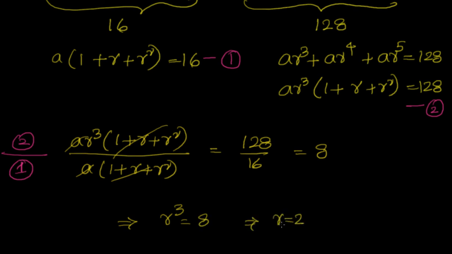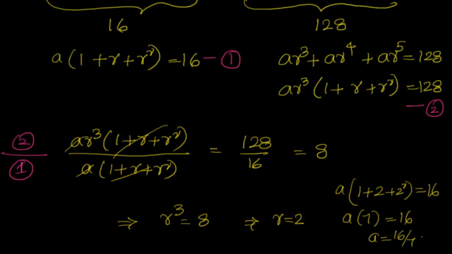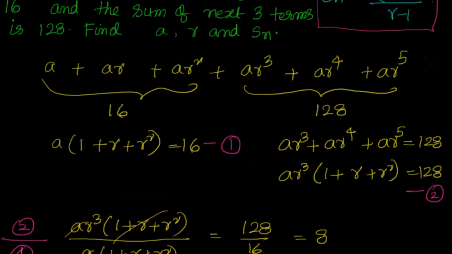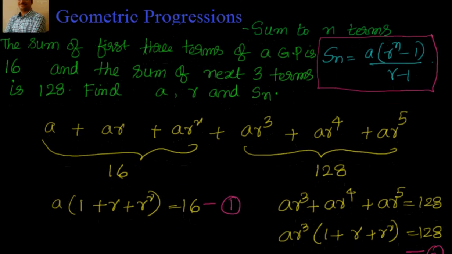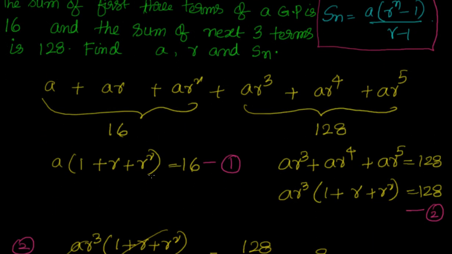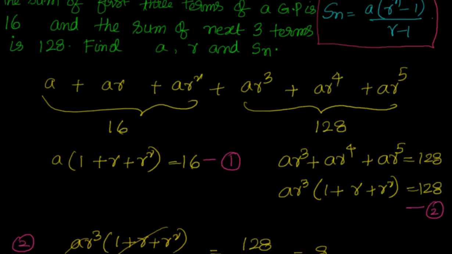Now once you know r equal to 2, it's the same formula. What I will do now, I'll substitute in 1 and I will say a into 1 plus 2 plus 2 square equal to 16, or a into 7 equal to 16, or a equal to 16 by 7. So you can see you can do it without using the sum to n terms formula also. If you take a general geometric progression also, you can solve it.